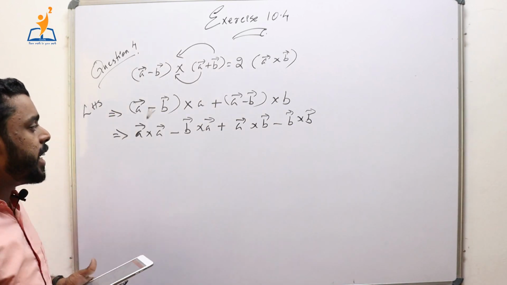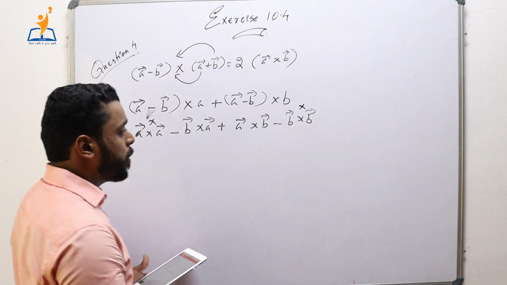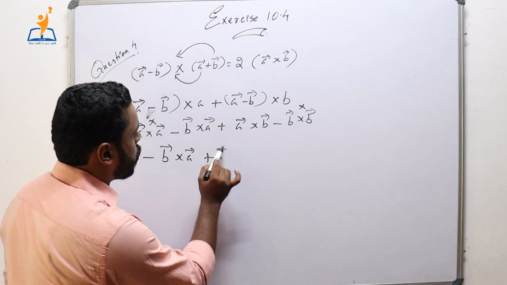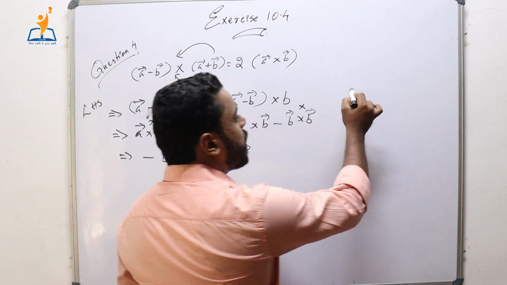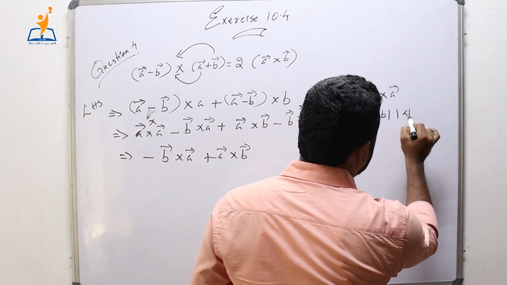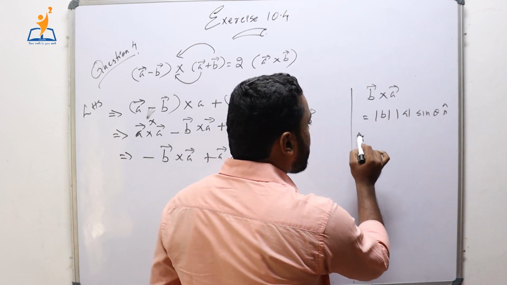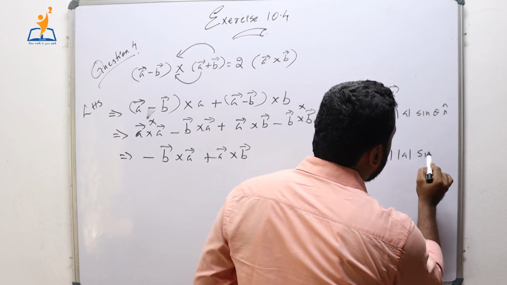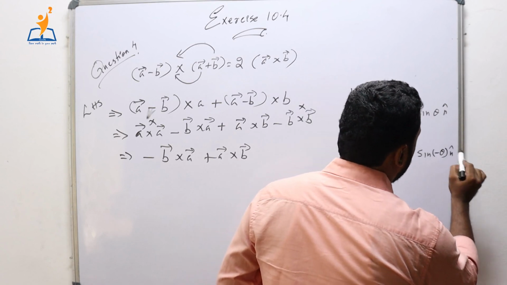Now a cross a, angle is 0 degree, sin 0 is 0, so it will be 0. b cross b same 0. Now it will become minus b cross a plus a cross b, right? Now minus b cross a. See, b cross a is nothing but mod b mod a sin theta n cap, right? Now, whenever we are considering a cross b, it will become mod b mod a sin theta will be in the reverse direction, right? Sin of minus theta n cap.